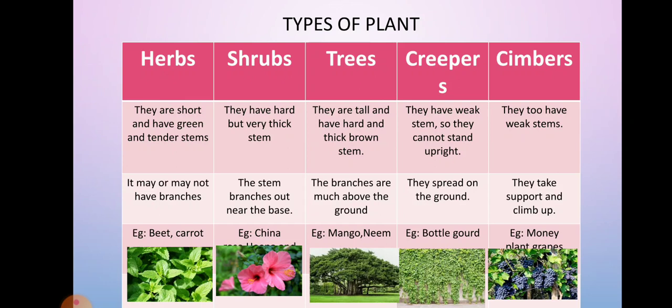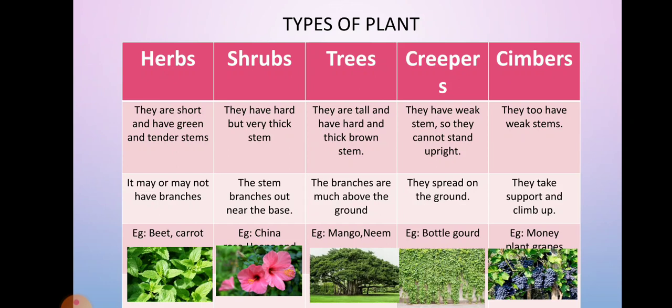Then we have climbers. They also have weak stems and they need support to climb up. They take the support of either another tree or a wall or a rod, anything nearby. It takes the support of that and grows with the help of it. A common example which you can find in your own garden is the money plant. The example shown here is grapes.